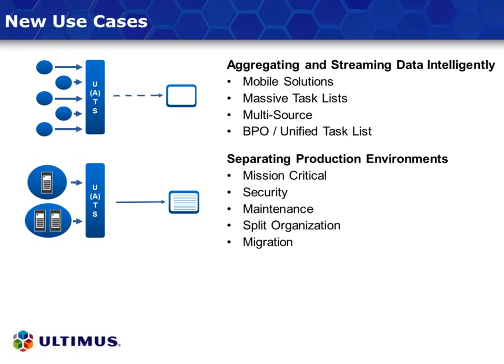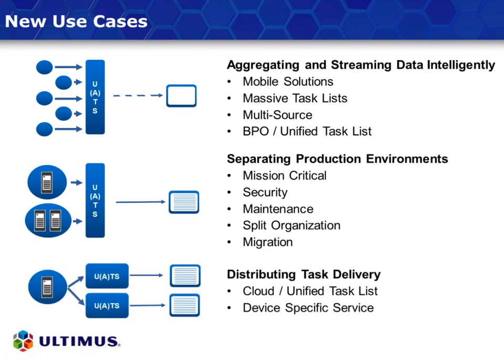The same is, for example, for security. If you've got very high security requirements, then you can create two separate production environments, maintain them by different teams, set them up in different environments, and allow all these tasks from both areas to be aggregated and consumed by the Ultimus Advanced Task Service and displayed on a single task list in an environment. And the third area is where you would have different UATS, different Ultimus Advanced Task Services, and you would use it for example, distributing task delivery to different areas.